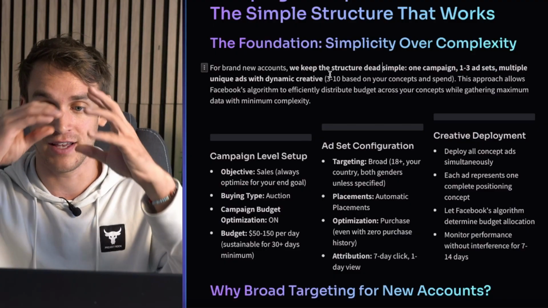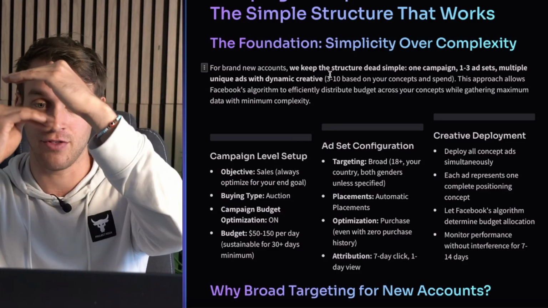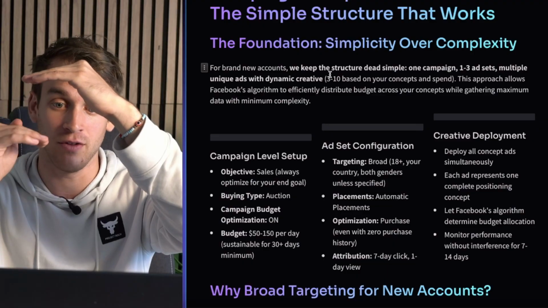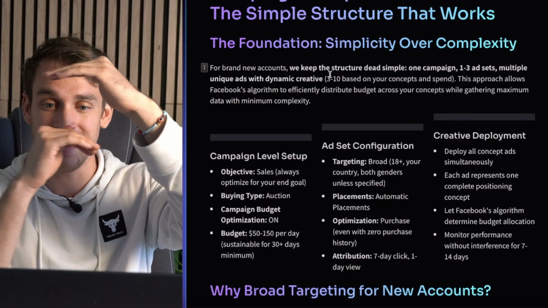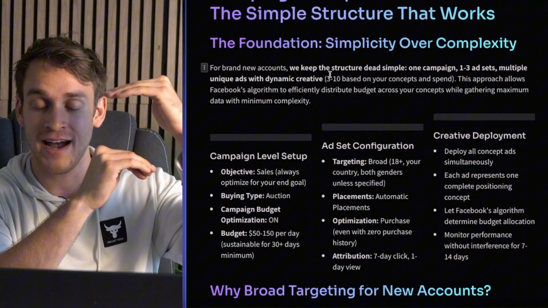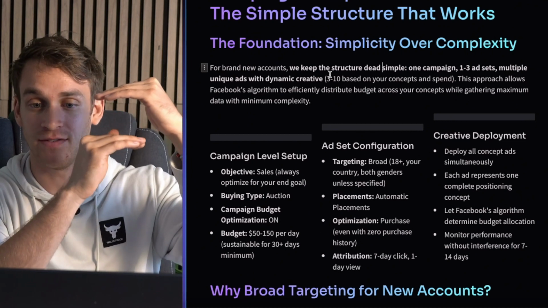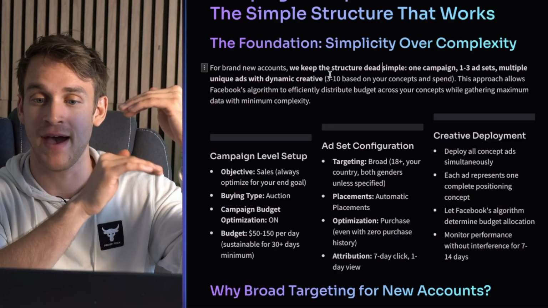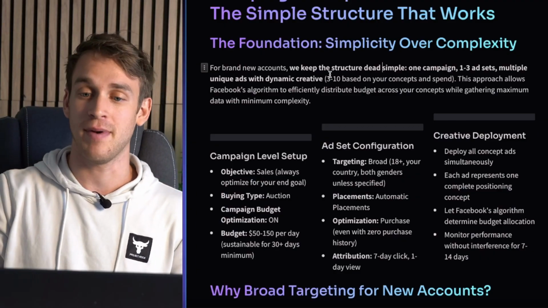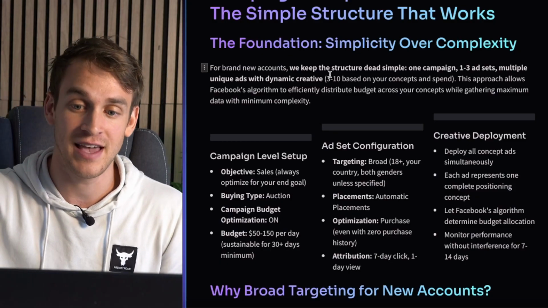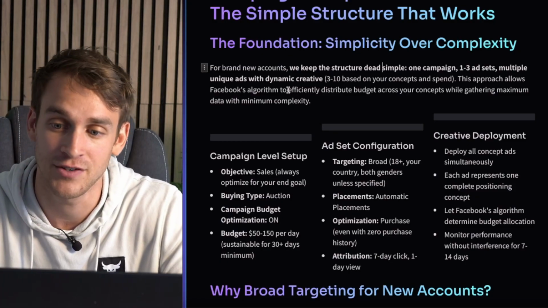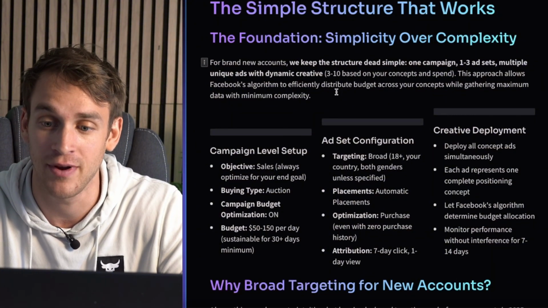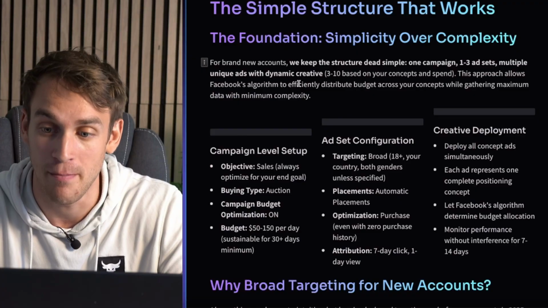So if you look at it like this, it's like the campaign level, then you have 1 to 3 ad sets, whatever you choose, with different targeting options, right? Broad, lookalike, interest stack, and then inside of each of those actual ad sets, you have the same dynamic creative set. So on the ad set level, we're checking dynamic creative on, and we're basically just loading up the same ads, same headline, same body copy, same description, all that into the actual dynamic creative sets. This approach allows Facebook's algorithm to effectively distribute budget across concepts while gathering maximum data with minimum complexity.